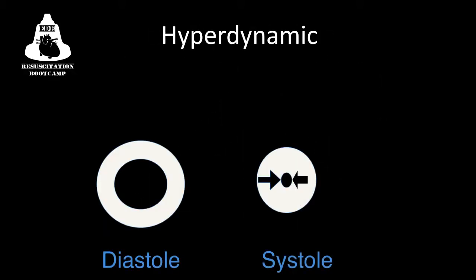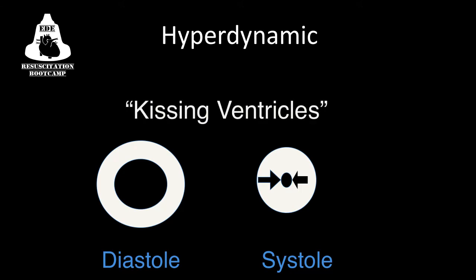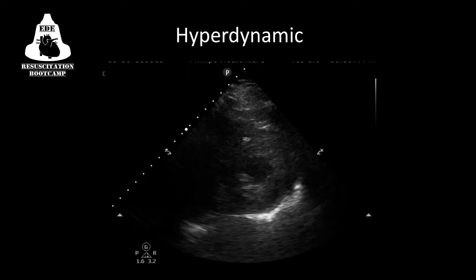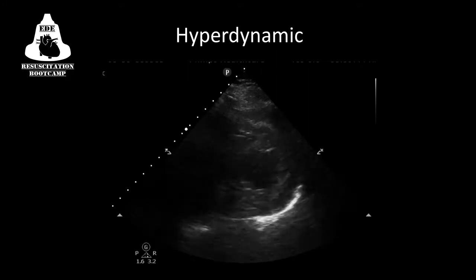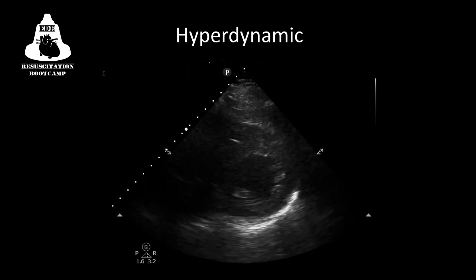If you see an elevated ejection fraction where the heart is squeezing so hard the two walls are almost touching, we call this the kissing ventricles. Here's a heart trying to pump out every last drop of fluid, and you will see this in severe hypovolemia or hemorrhagic shock.